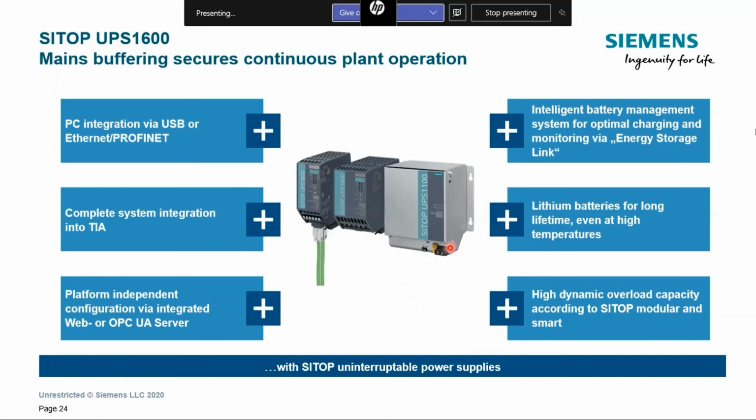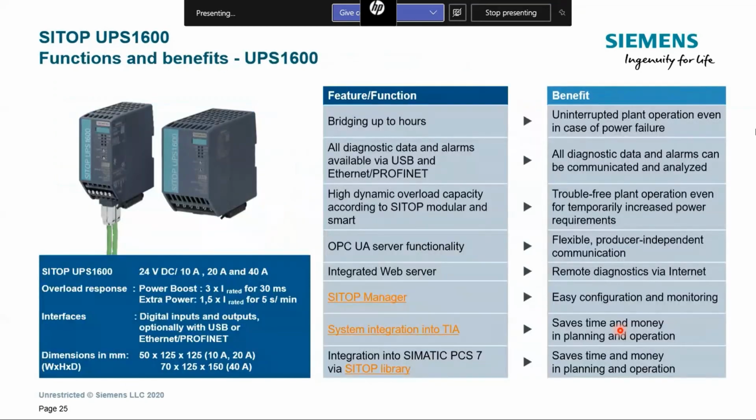And similar to the power supplies, we have the high dynamic overload capacity, just similar to the modular SITOP power supply, which means the power boost and so on. So what variants do we have? We have in the UPS module either 10 amp, 20 or 40 amps, and this is what we were talking about. So the power boost and the extra power features, which are similar to the modular power supply.